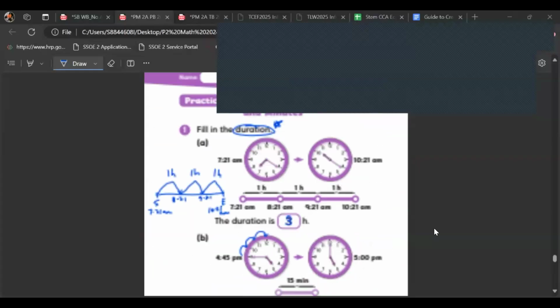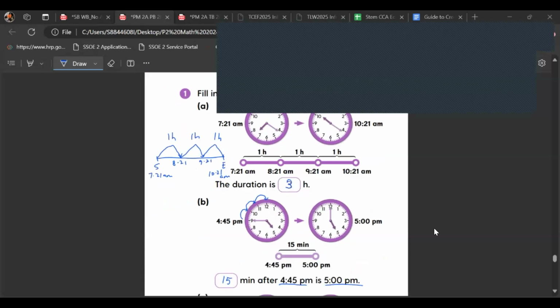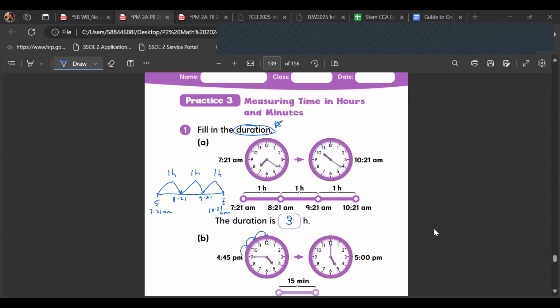Okay, so you can see that I've turned on my recording button, and you should be able to see this on YouTube later. How we count by hours and minutes to find the duration.